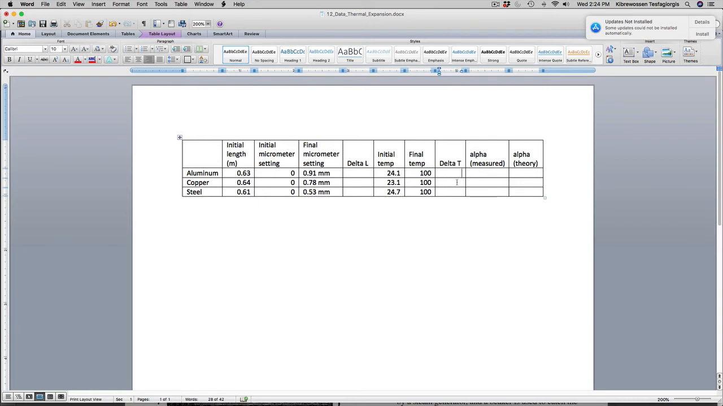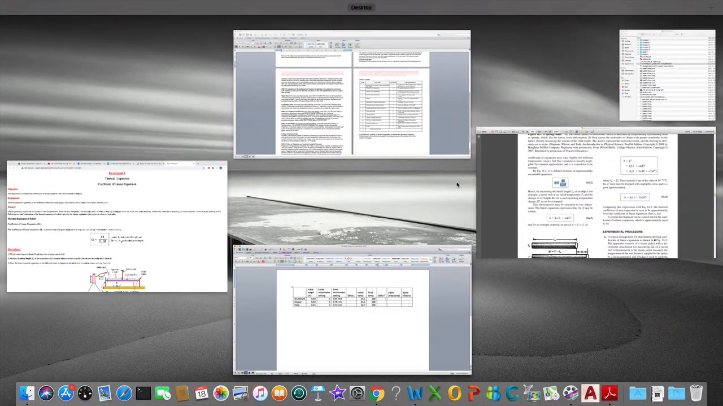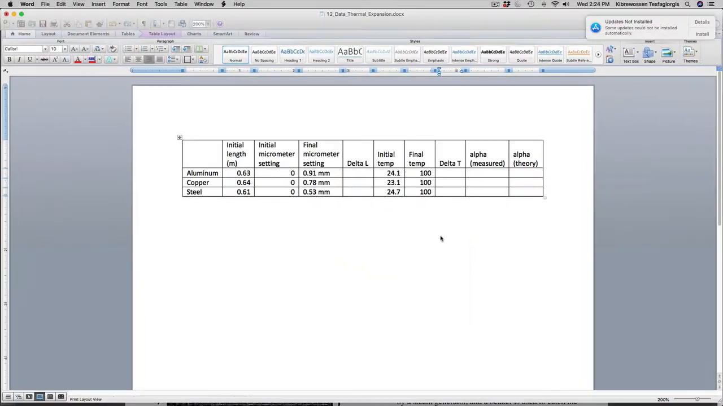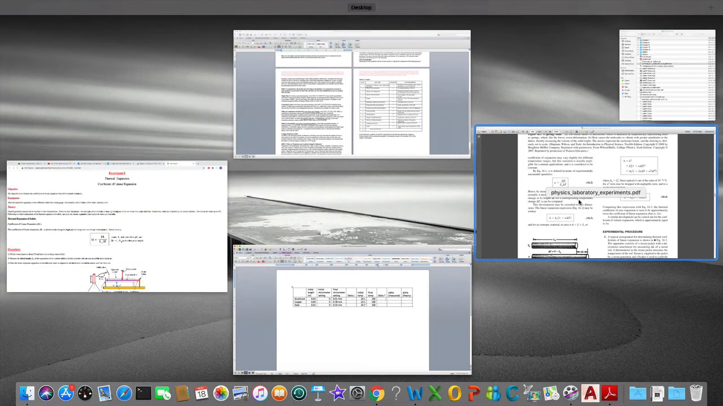Alpha measured means you will be calculating alpha using this formula. Once you find that alpha, you're going to compare it with the theoretical alpha. As I mentioned, that alpha is the linear coefficient, the linear thermal coefficient of expansion, that's what we call it. Then you will use the theoretical value and the alpha measured value, and find the percent difference between the two.